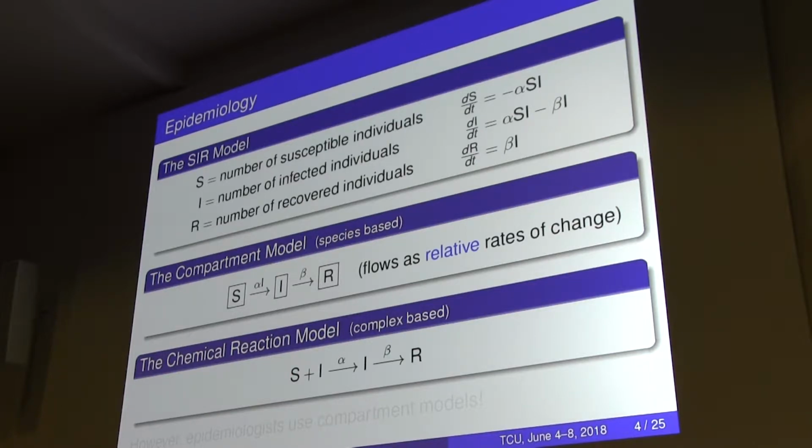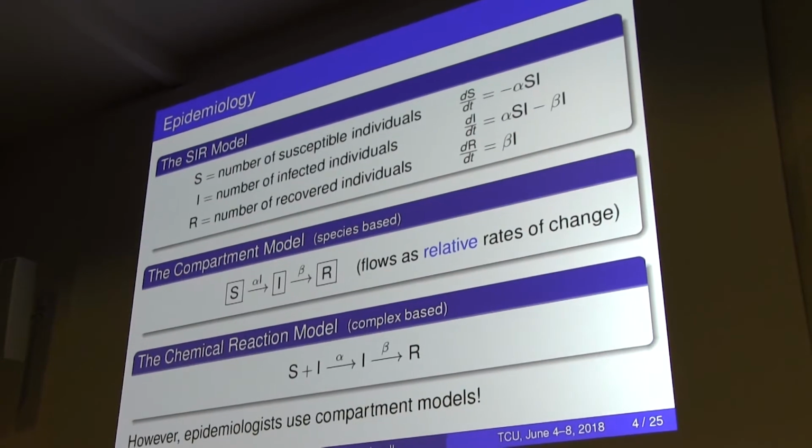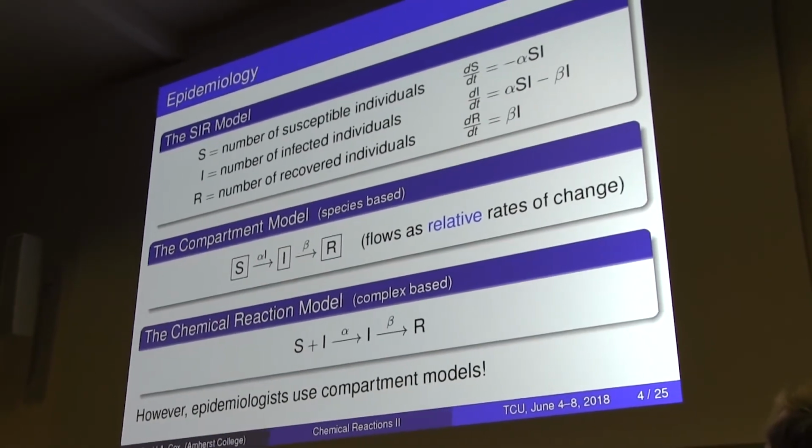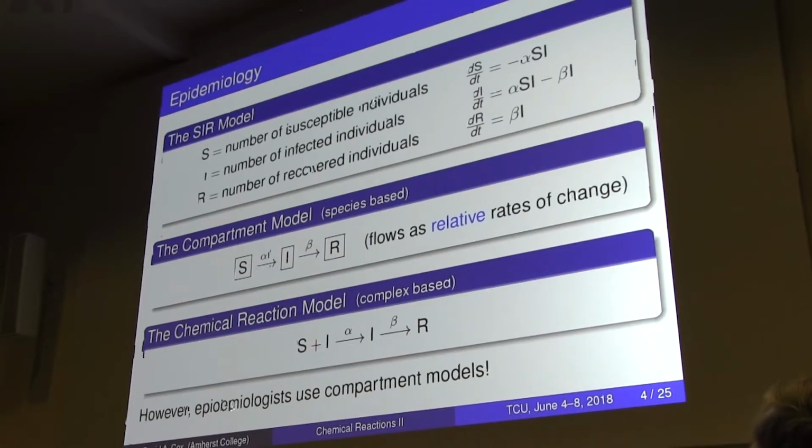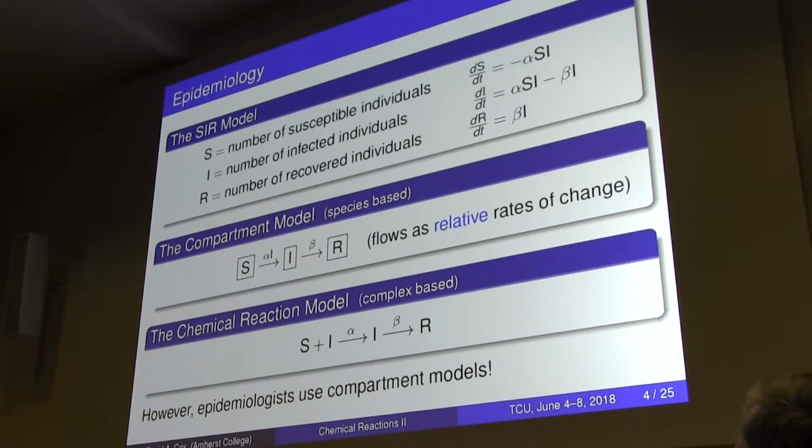And of course, what happens is in epidemiology, people use compartment models. And so that's the idea, is that this actually is a chemical reaction model, but that's not at all how the people think about it. And so when you're talking about these systems, saying that it's part of chemical reaction network theory sort of misses the fact that people think about it in just a totally different way.